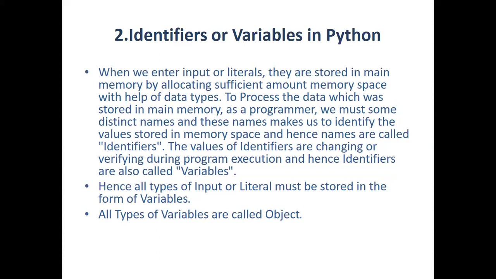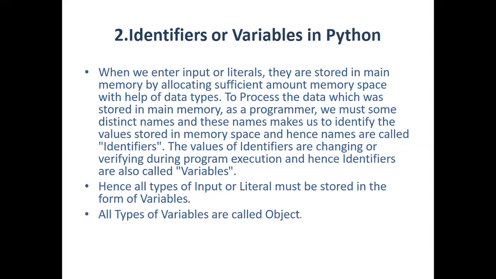Now, in order to process the data stored in the main memory, as a programmer we need to give some distinct names, and these names help us identify what type of values are stored in the memory space. These names are called identifiers. The values of identifiers change or vary during program execution, and hence identifiers are also known as variables. So all types of input or literals must be stored in the form of variables. All types of variables are called objects.